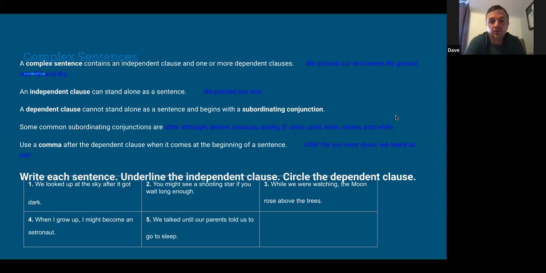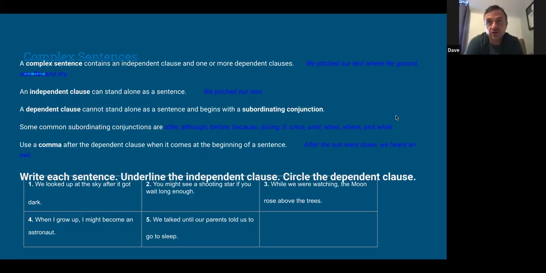So we're going to talk about the independent clause and the dependent clause. We looked up at the sky after it got dark. The independent one is we looked up at the sky. It can stand alone. Then I noticed it has a subordinating conjunction, after, and then our dependent clause, it got dark. You might see a shooting star if you wait long enough. Again, our independent clause is you might see a shooting star. Then our subordinate conjunction is if, and then you wait long enough. That's our dependent clause at the end.